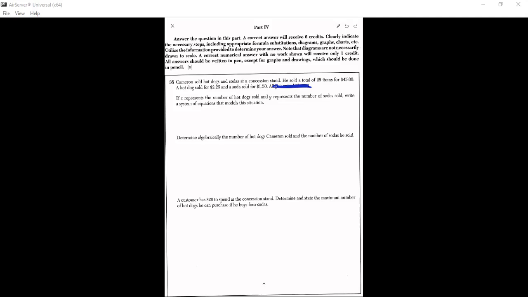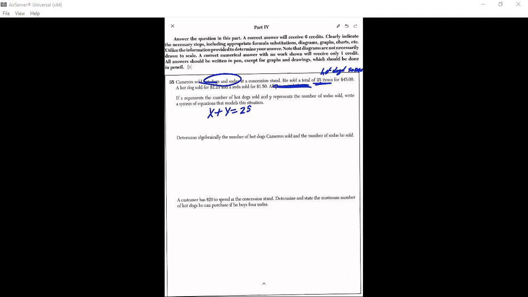So one of the easy things to do here is just go anywhere that you see... Well, they tell us that X is the number of hot dogs, Y is the number of sodas. So they said they sold a total of 25 items, and they only had two items, hot dogs and sodas. So that means they sold a total of 25 hot dogs and sodas. And what we're trying to do is figure out how much of each. So our first equation is going to be X plus Y equals 25.